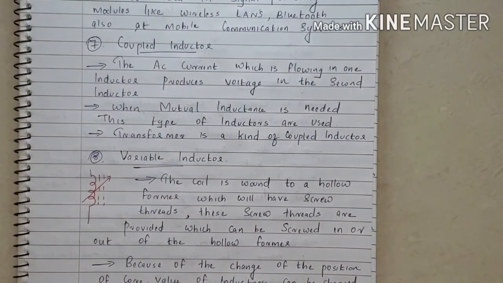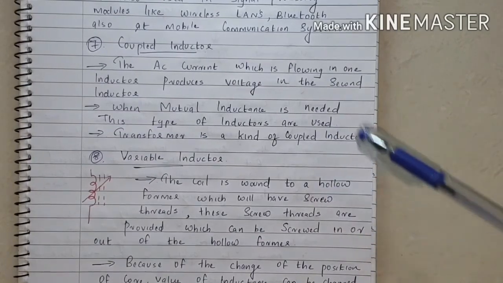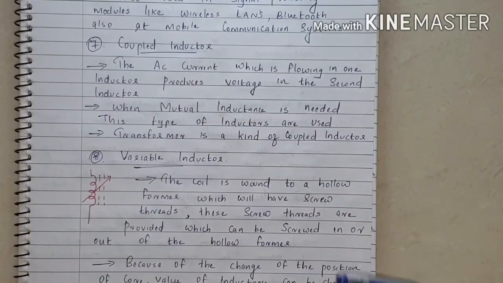The seventh type of inductor is coupled inductor. The AC current which is flowing in one inductor produces voltage in the second inductor. When mutual inductance is needed, this type of inductor is used, that is coupled inductor. Transformer is a kind of coupled inductor.